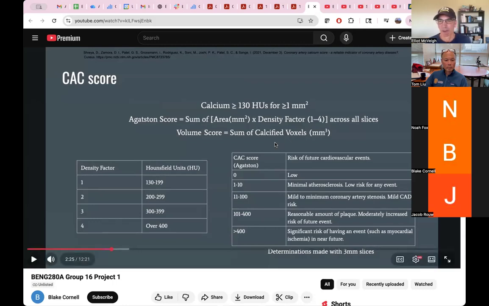I think volume score probably makes more sense, but Agatston has been used for generations, right? Yeah, it's a weird thing. It was actually written on a napkin by Agatston.